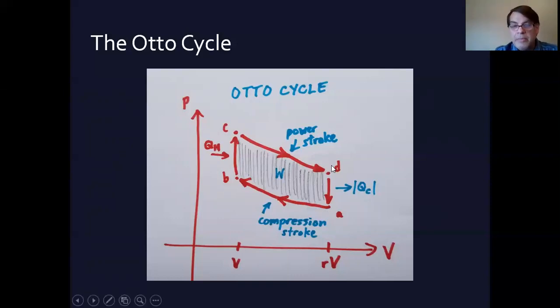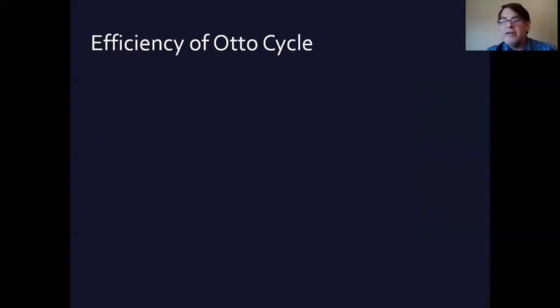And then this is where the exhaust is released and so forth, and the heat is lost. So we lose this amount of heat here. And then the cycle starts all over again. All right? So the efficiency of an Otto cycle, as I said, is not very good.